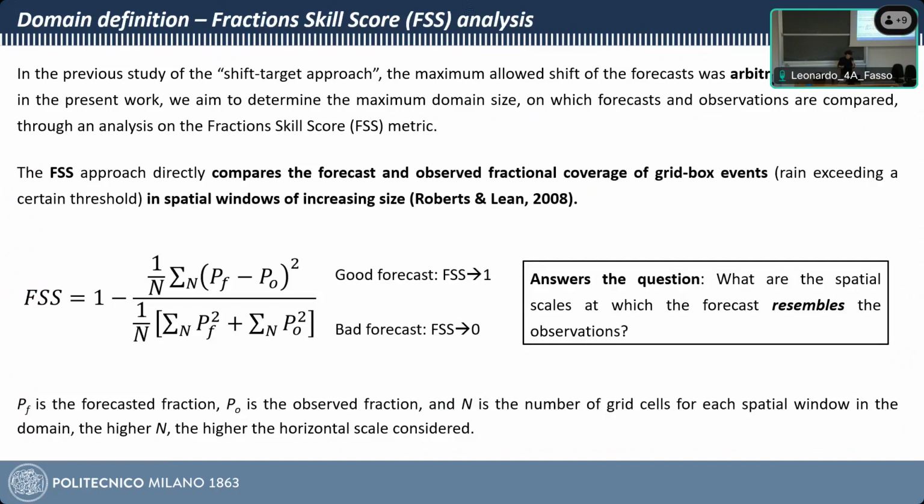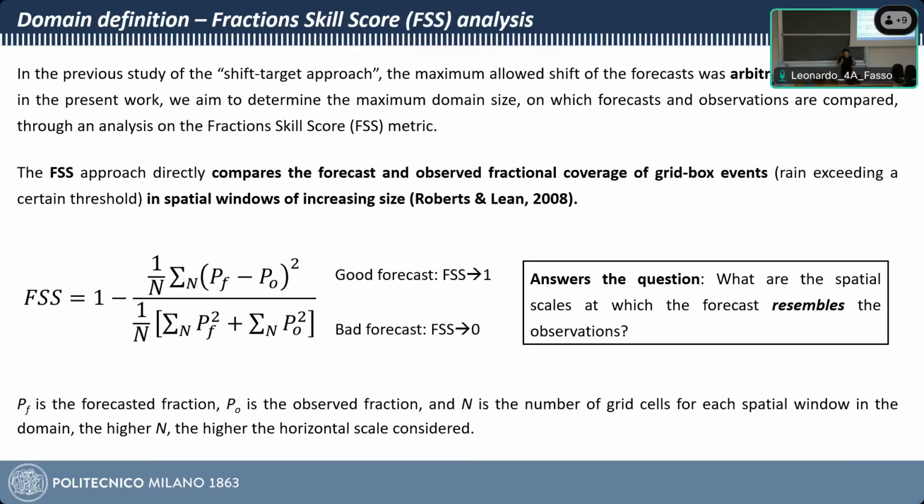So in the previous study of the shift target approach, the meteorological forecasts were shifted inside the domain using a fixed distance that was derived basically arbitrarily. Here we wanted to do a step in advance, and to quantify the average mislocation distance of the meteorological model, using a procedure which is well known in literature, using this score that is the fraction skill score. Basically, it is a score that compares spatial fields, in this case rainfall, and it answers the question: what are the spatial scales at which the forecast is able to resemble the observation.